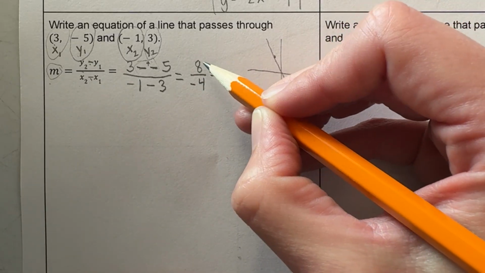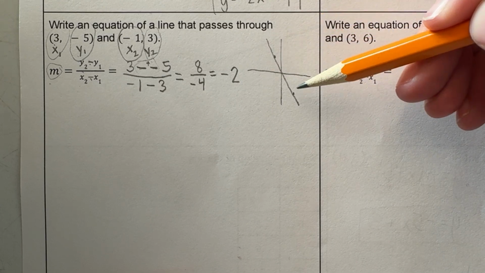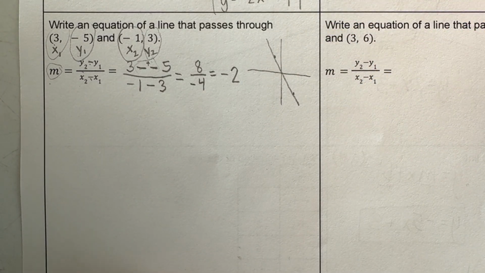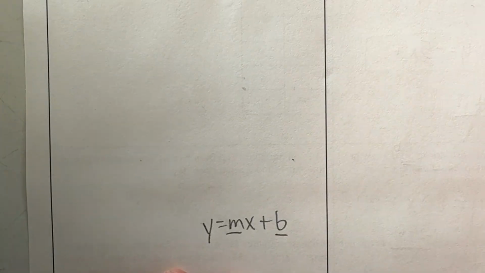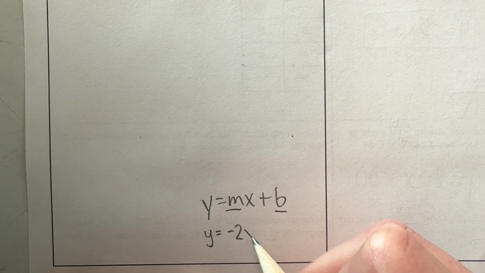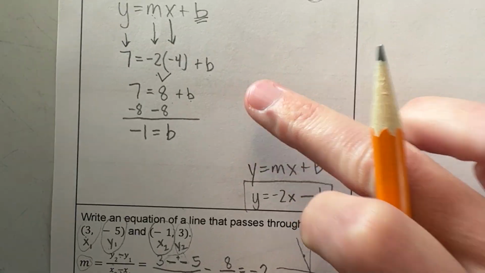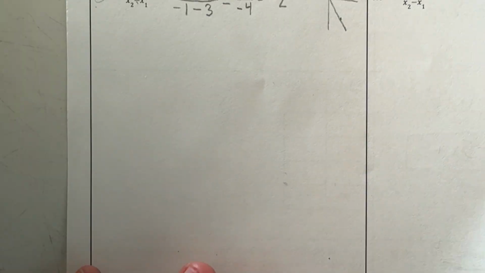And then this is division. This is 8 divided by -4, and I get a slope of -2. And I'm looking at my line, and that looks about right. Okay, so now I'm halfway there. I have my slope, which is -2. And again, now I'm in the same situation that I was up here, which is I have a slope, but I don't have a y-intercept.